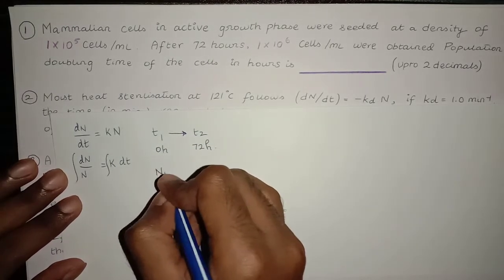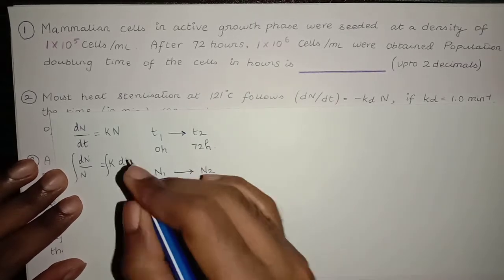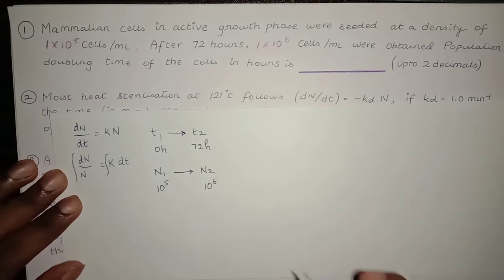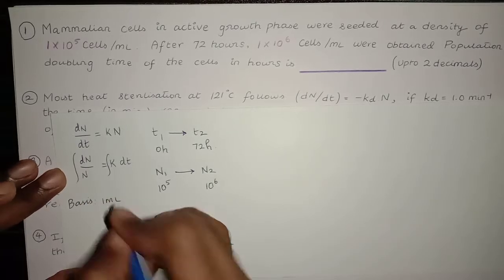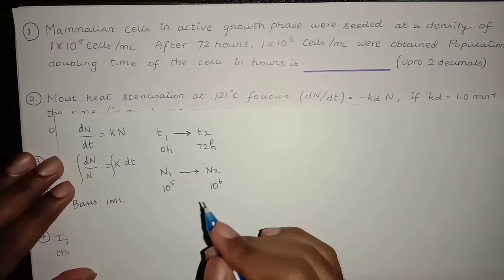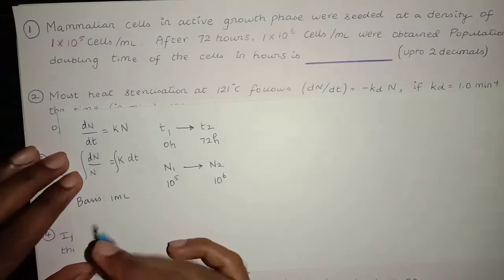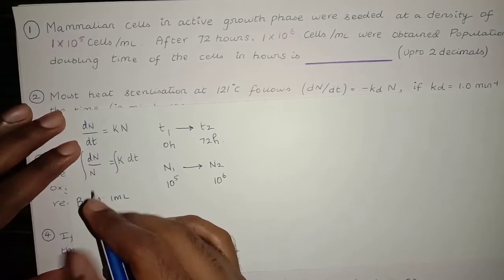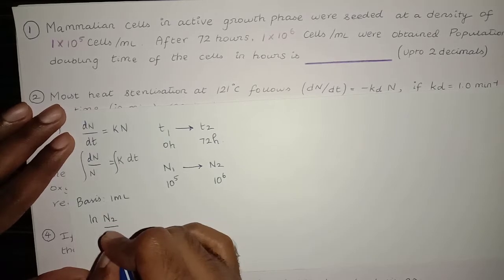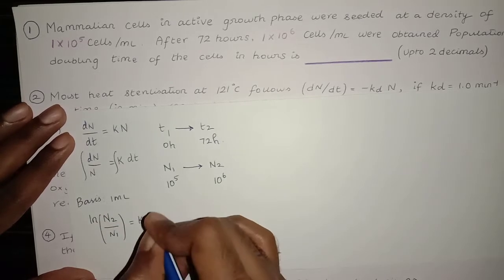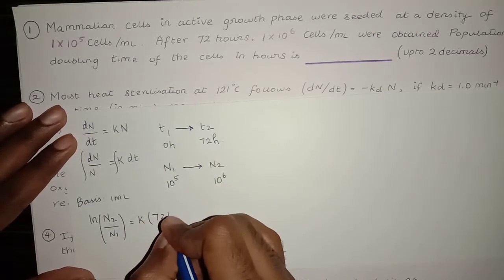And the number of cells becomes n1 to n2, that is 10^5 cells per ml to 10^6 cells per ml. Let's assume the base is 1 ml. Therefore there are 10^5 cells and 10^6 cells after 72 hours. Therefore the integrated expression will be ln n. After applying limits, ln n2 over n1 is equal to k times t2 minus t1. t2 minus t1 is 72 hours minus 0 hours, which is 72 hours.